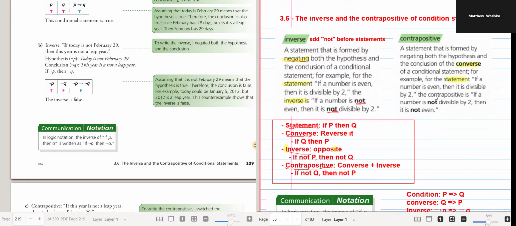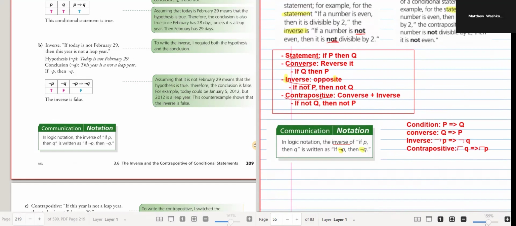All right, contrapositive. Yeah, okay. Here we go. Oh, nope. Oh, come on. Yeah, hunk of junk. There we go. Cool. All right.